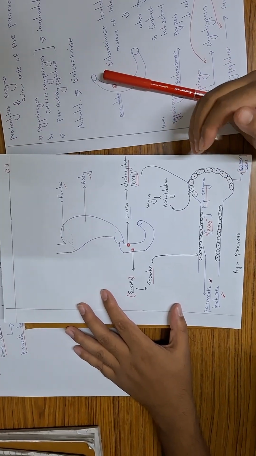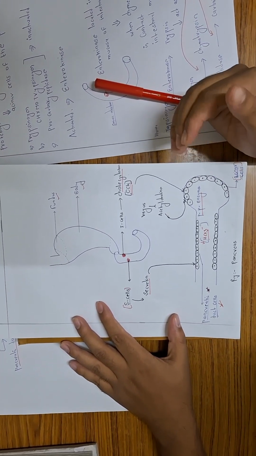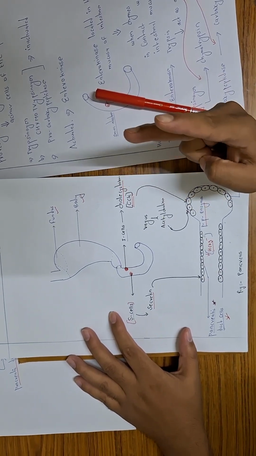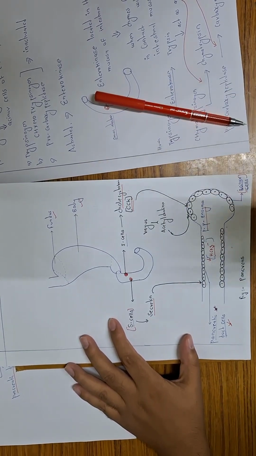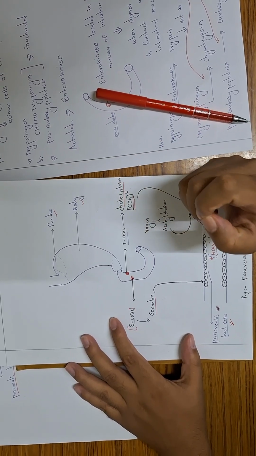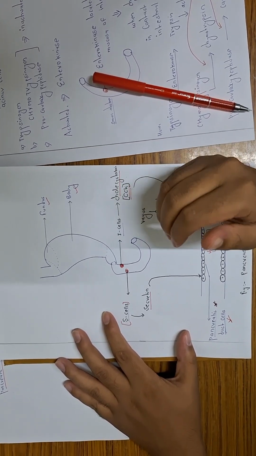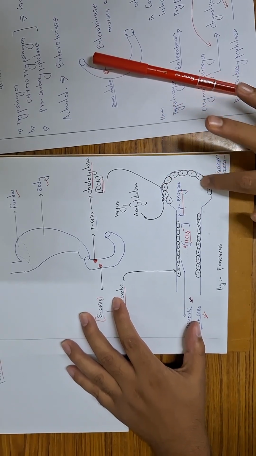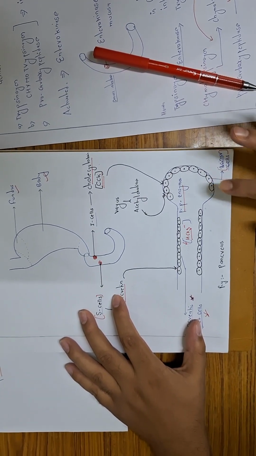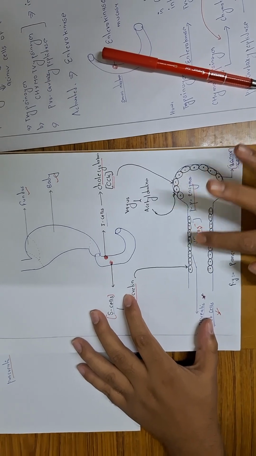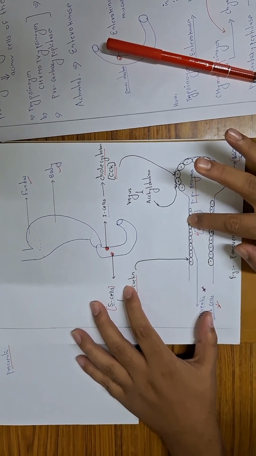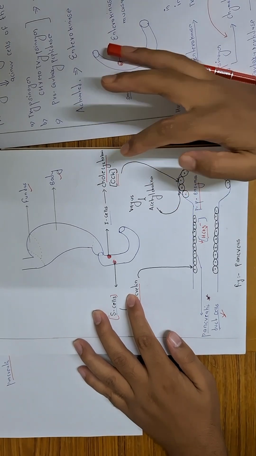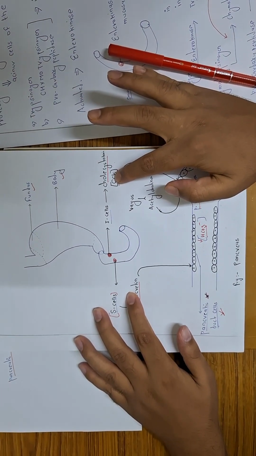Today we discuss pancreatic secretions. The pancreas has two types of cells. What are they? One is acinar cells and the next is ductal cells. We can see the acinar cells of the pancreas and these are the ductal cells of the pancreas. And these acinar cells of the pancreas are stimulated by cholecystokinin.